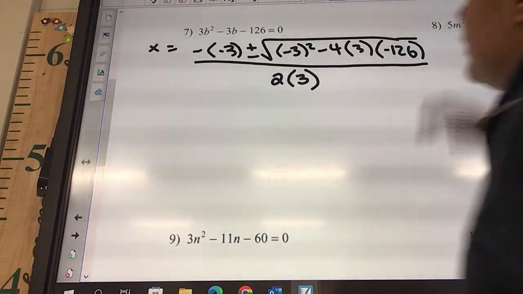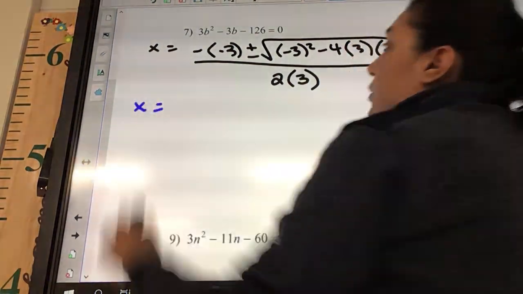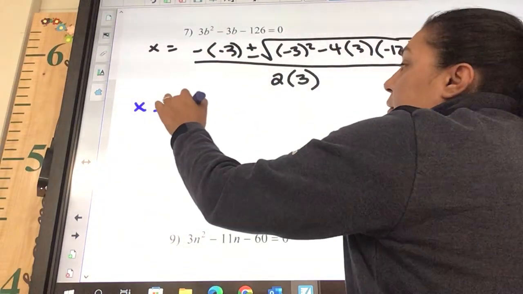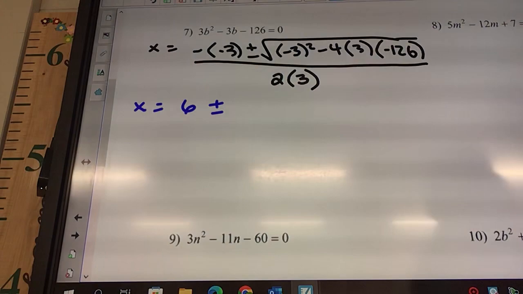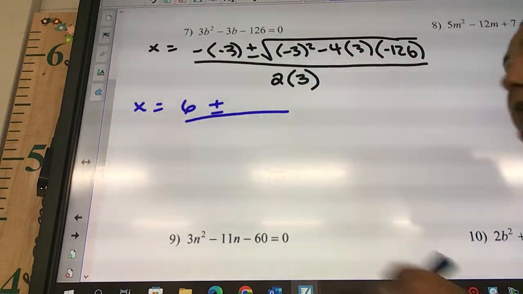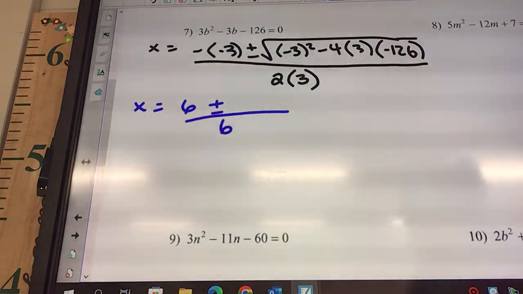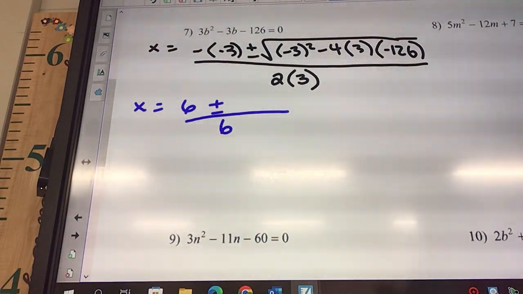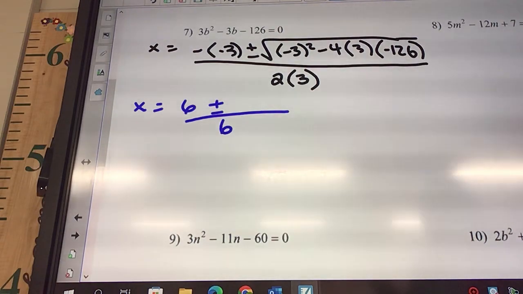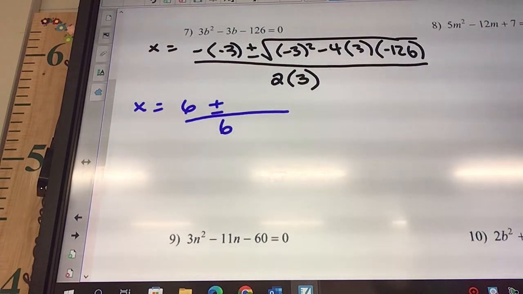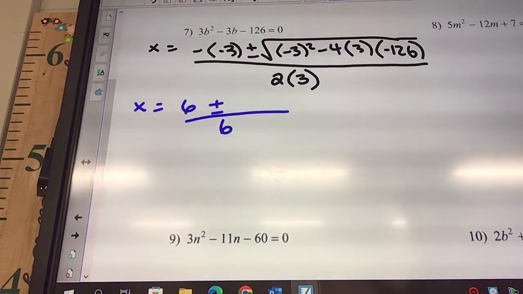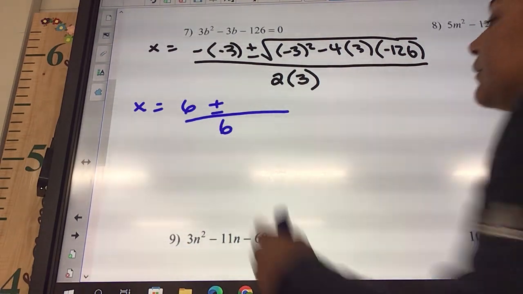Okay, and then going on to solving, we got x equals, what is a negative negative 3? So it's going to be 3 plus or minus. What are we going to get for the bottom part here? 2 times 3 is also going to be 6. And then the other part, we're going to type in on the calculator. You're going to have square root, negative 3 squared, don't forget the squared, minus 4 times 3 times negative 126. That is going to be 39.